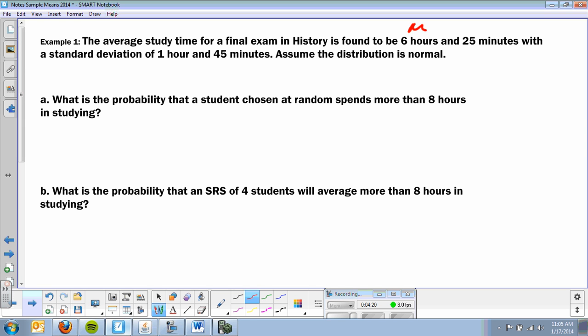So the first thing we want to do is turn these all to hours, because we've got hours and minutes, which isn't going to help with our calculations. So we're going to take 25 minutes and divide by 60 and get 0.42.